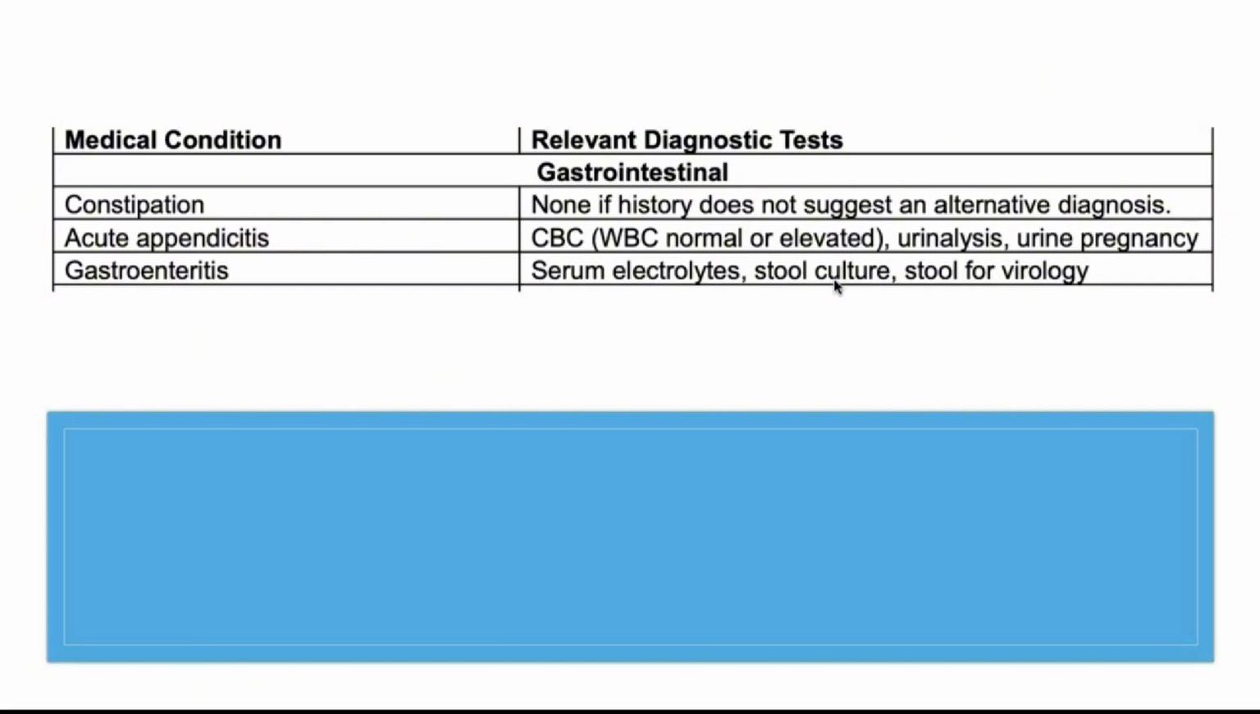I'm trying to think what other differentials to consider for constipation. So you want to consider celiac, hypothyroidism, appendicitis, and intussusception is another one you want to consider. Think about the age of the kid. And then acute appendicitis, obviously, a differential for that would be constipation.